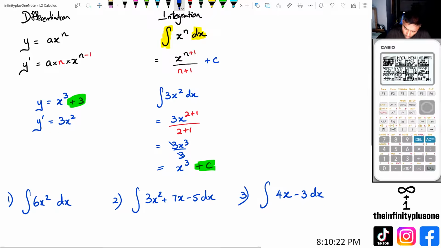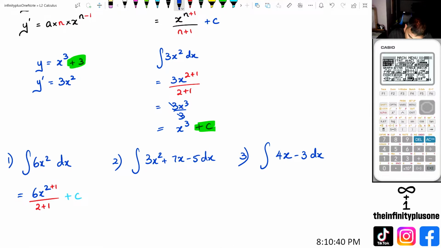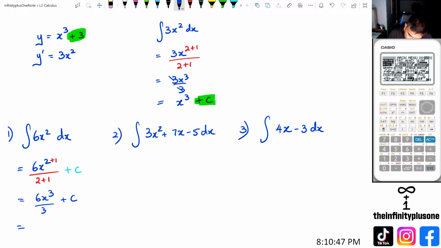All right, so let's do number 1 here. I'm going to do it the long method. I've got 6x squared, so I'm going to add 1 to the power and divide by the new power, which is 2 plus 1. And of course, don't forget the plus c. So I end up with 6x cubed over 3 plus c. Then the 6 and 3 cancel out to leave just 2x cubed plus c. So that's number 1. Aniket, we're just starting integration.